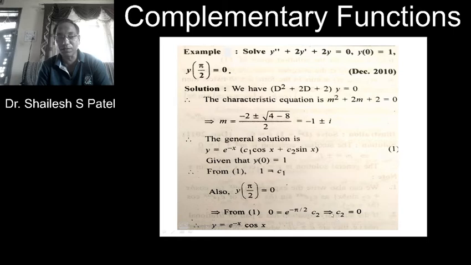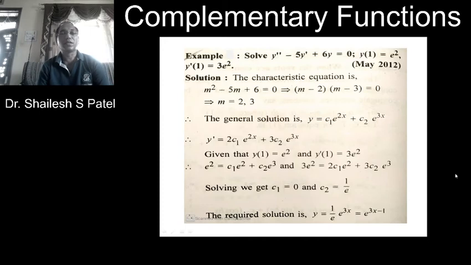So the values of c1 and c2 have been obtained, and then substitute these values in the solution, equation number 1. So we get y equal to e raised to minus x into cos x. So this is very easy to solve. Let us see another example.